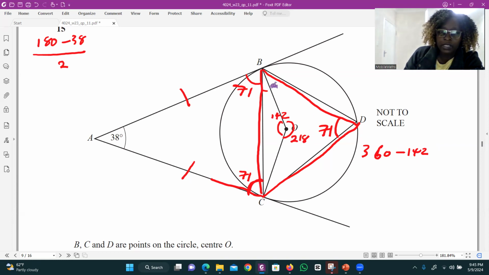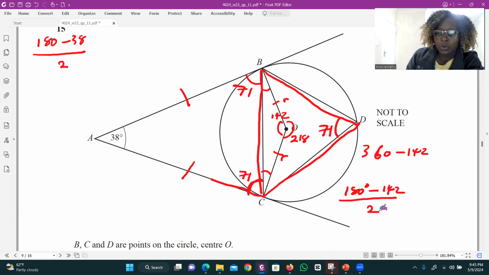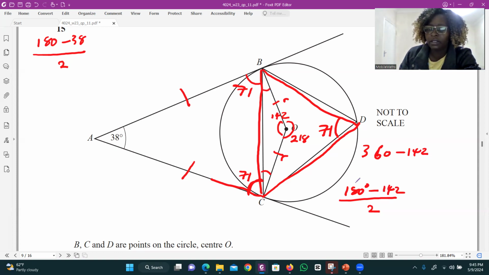I can also find these angles because they are all coming from the center. So it means these are a radius. These are our radius. They are equal. So I'm going to say 180 degrees minus 142. Then I divide the answer by 2. So if I do this, I'm getting 38. So if I say 38 divided by 2, I'm getting a 19. So this is 19, this is 19.